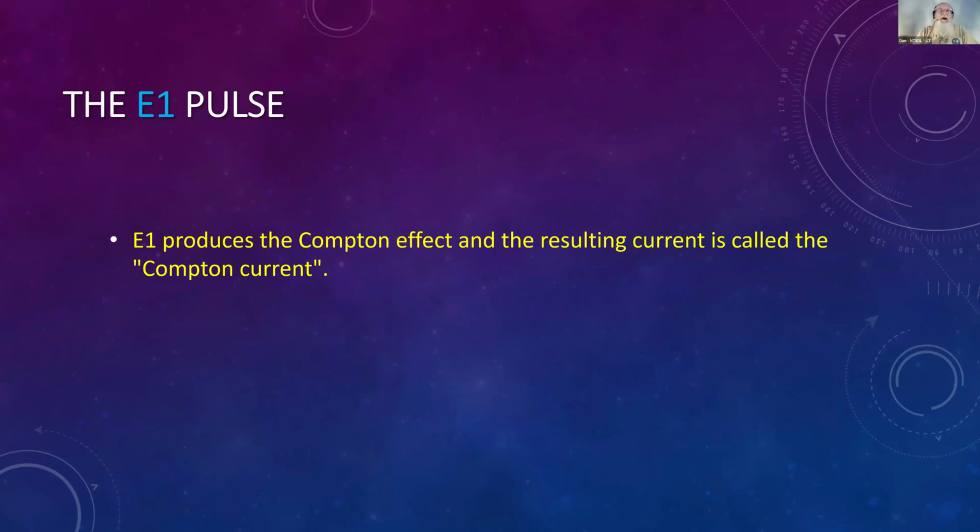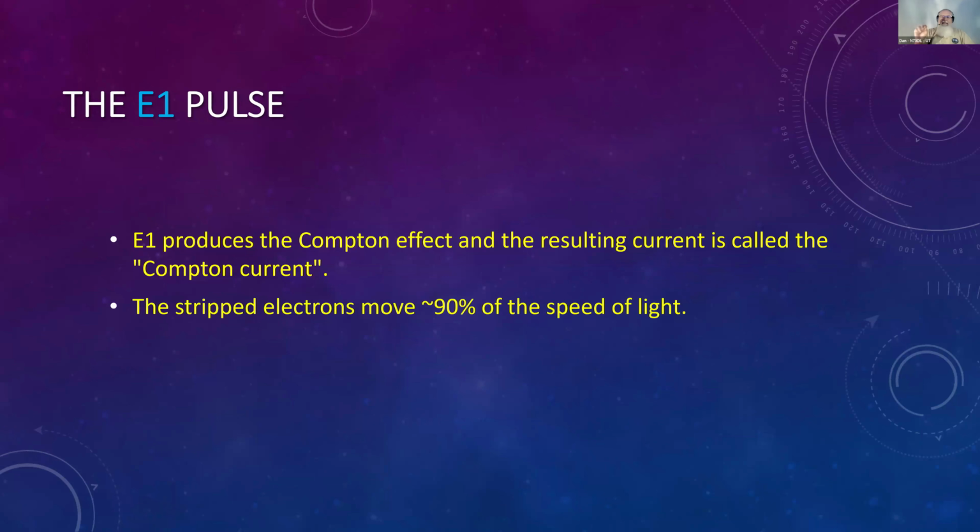The E1 produces what's called the Compton effect. What's happening is when the E1 is produced, gamma radiation from the nuclear detonation ionizes, or strips electrons from, the atoms in the upper atmosphere. That is the Compton effect, and it results in what's called the Compton current. So there's a current that is produced from this. These stripped electrons travel in a generally downward direction at a relativistic speed of a little bit better than 90% of the speed of light.